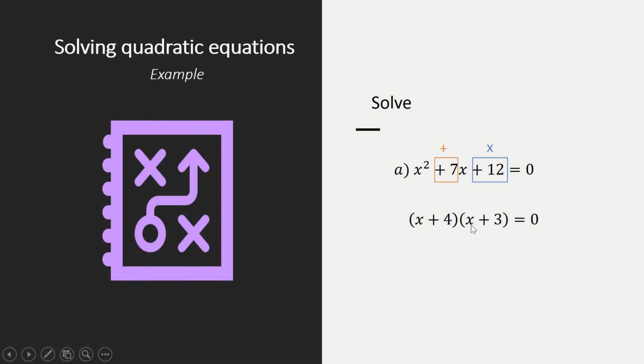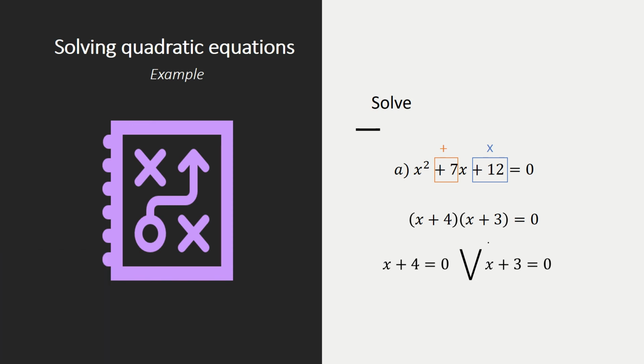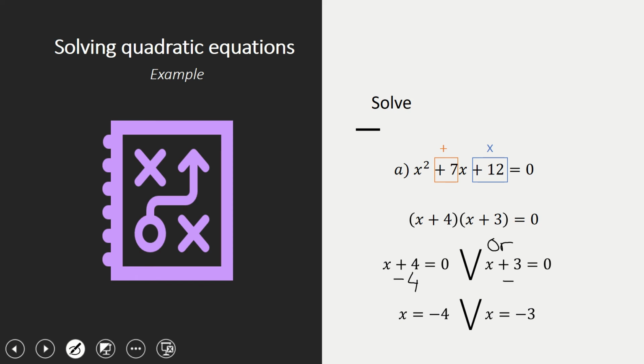So (x plus 4) times (x plus 3) equals 0. We know that if we multiply something by 0, then the answer is 0 as well. So either x plus 4 needs to be 0 or x plus 3 needs to be 0. And don't forget that this V symbol is in mathematics OR. So that is OR. So we need to solve this. So think of the balance method. So minus 4 on that side and minus 3 on that side. Then you need to do it on the other side of the equal sign as well. So you will get x equals minus 4 or x equals minus 3.